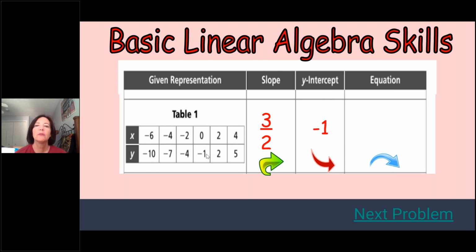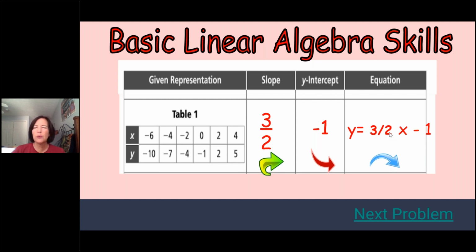Now we have to write our equation. Remember, standard equation of a line, y equals mx plus b. The m is our slope. Just going to put in 3/2. Our y-intercept is -1. So our equation is going to look like this. Y equals 3/2 x minus 1.